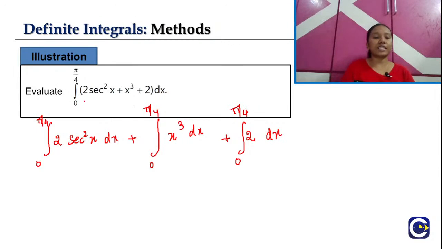Instead of taking the direct function here, I have split it so that our integration becomes a bit easier. So now you can integrate it and let me know what the answer is, guys.